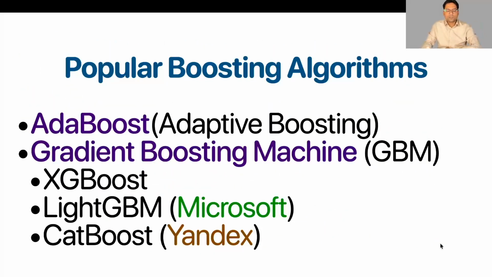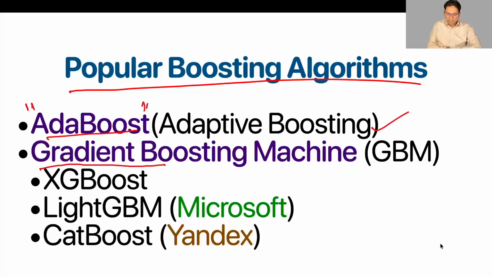So what are the popular boosting algorithms? We'll see adaptive boosting, AdaBoost. This is old, but I'll cover it so that you know. And then we have gradient boosting machines, GBMs. What the gradient is and all these concepts you'll understand. And all these are advanced.